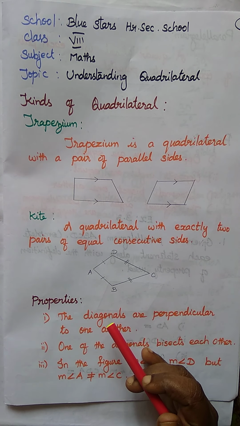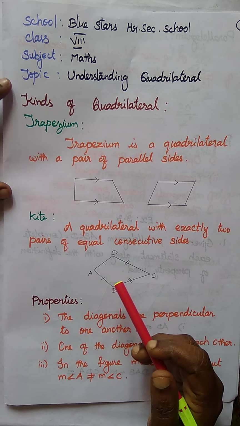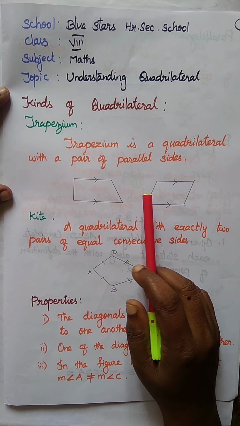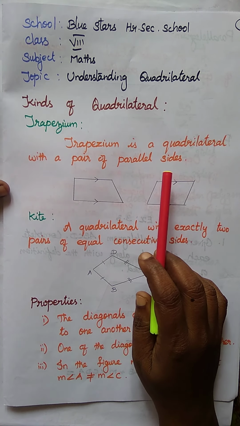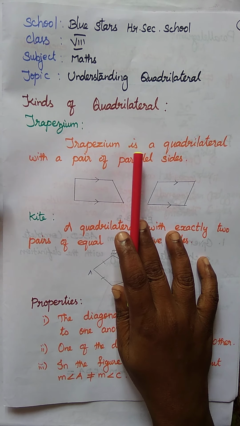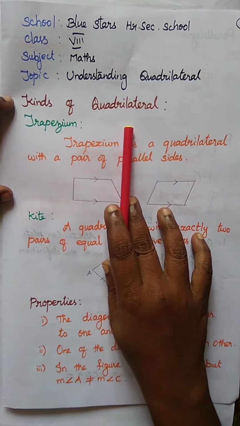Today we are going to see about the kinds of quadrilateral. What is a quadrilateral? Any figure having four sides is called a quadrilateral. Okay, now we will see the kinds of quadrilateral.